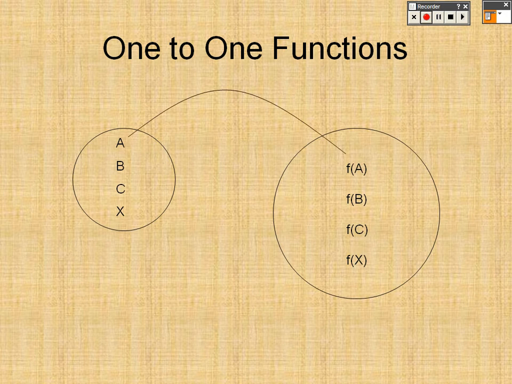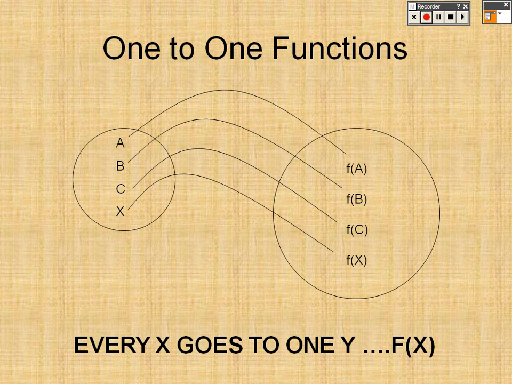One-to-one functions is saying that basically every input goes to exactly one output. Every x goes to one y.